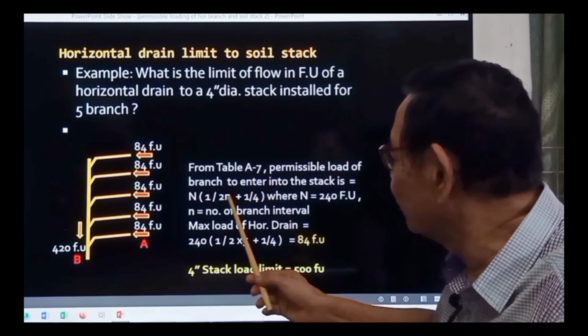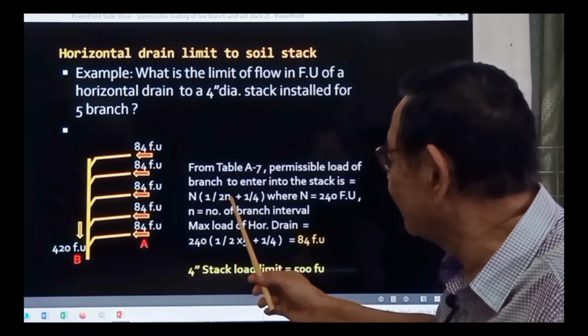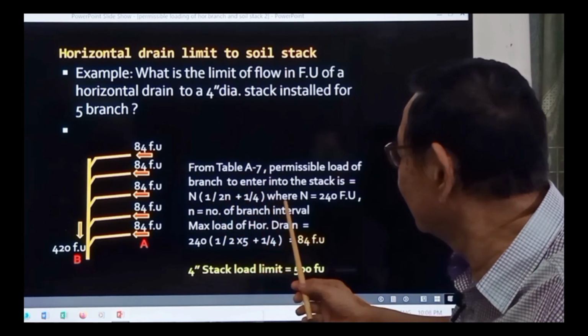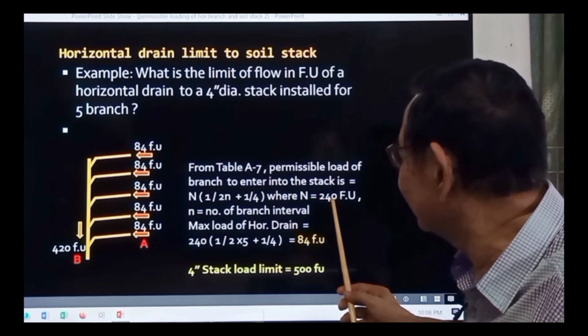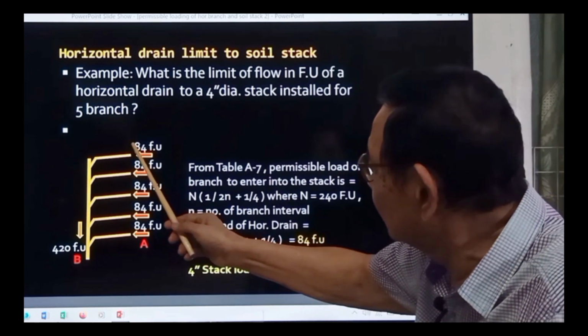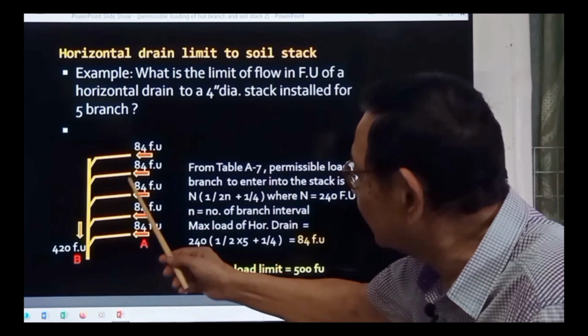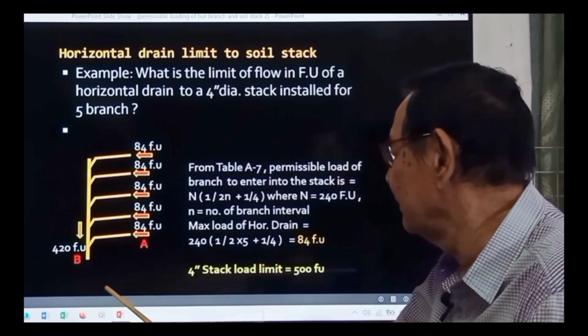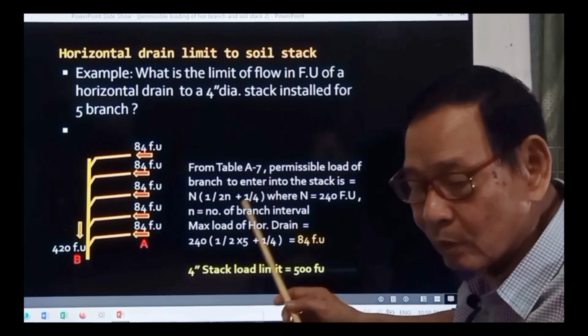So kung ilang story yan, 1/2 times number of stories, plus 1/4. Ang in yan is a permissible stock capacity, so 40. Iyon ang 84 na yan. Ito, 84, 84, 84, 84, 84, times 1, 2, 3, 4, 5, 420. So, stock capacity ng D4 is 500. Okay pa rin.